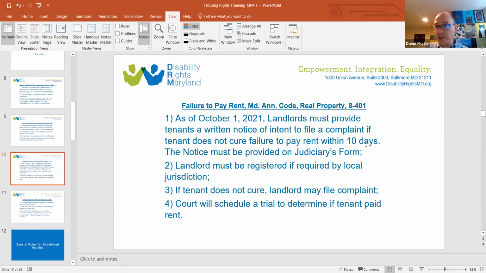So it may be that your lease says rent is due on the 1st of the month. You don't pay it on the 1st. On the 2nd, you get this notice of intent to file. And you pay your rent on the 2nd. The landlord cannot then assess those late fees against you for paying rent on the 2nd. But the landlord would be within their rights to send that notice of intent to file.